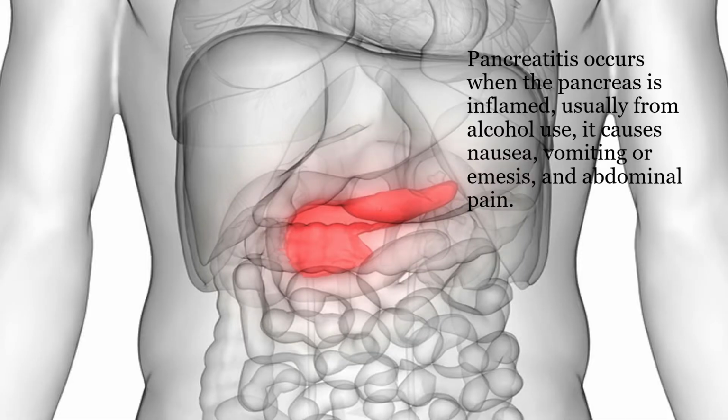Now, let us look at some pathology of the endocrine system. First, pancreatitis occurs when the pancreas becomes inflamed. This is usually due to too much alcohol consumption. It causes nausea, vomiting, also called emesis, and abdominal pain.